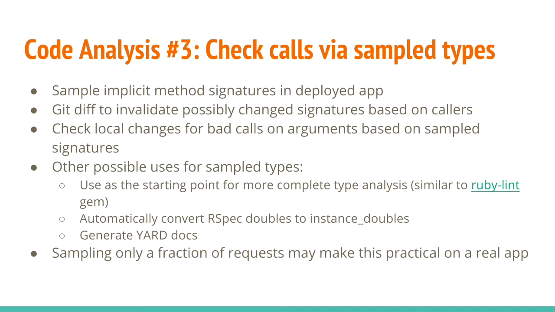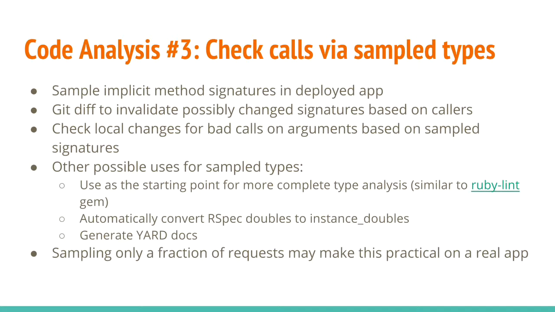And you can imagine other possible uses for sample types. Like one might be using these sample types and feeding it into something that can do more complicated type inference and analysis of your code. So right now I just handled the single example where you're making a method call on an argument to a method. But you could imagine feeding the type inference through. And it's sort of like that Ruby lint gem that I mentioned that does some cool analysis of your code but doesn't take into account dynamic typing. This would be an idea potentially to combine those two.